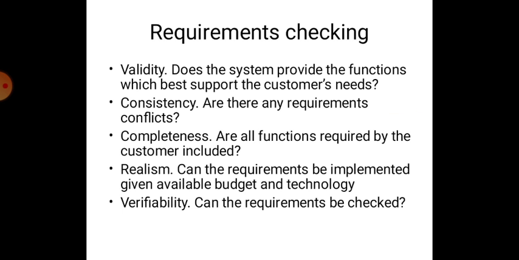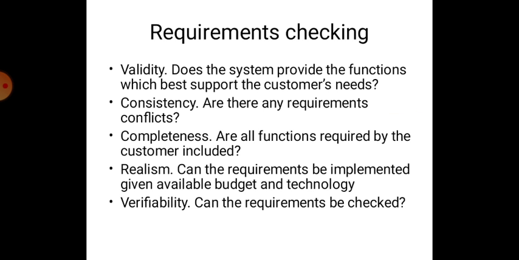Requirements checking. First is validity. So, there are certain methods of checking the requirements. First, validity. In this aspect, we check, does the system provide the functions which best support the customer needs? So, here we check whether the software is providing all the functions which will give good support to the customer's expectations. Next, consistency. Here we check whether there are any requirements conflicts. There are different end users, there are different expectations, everybody's requirement is different. There are likely to be conflicts, but these conflicts must be avoided.